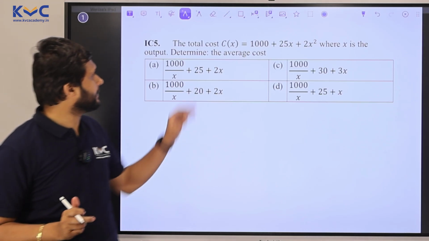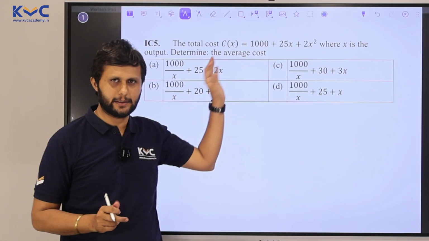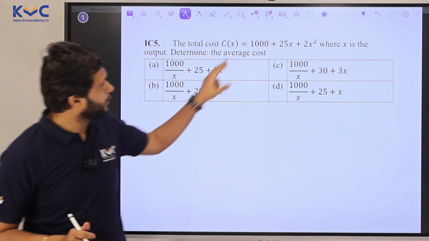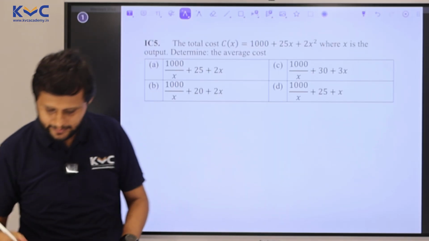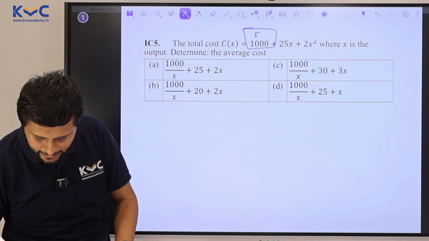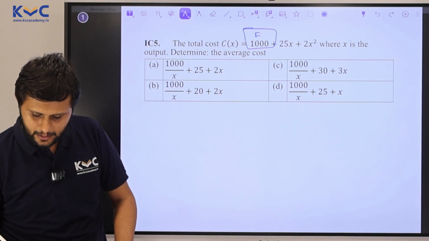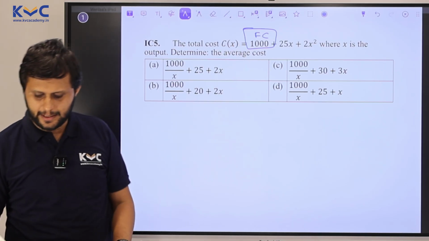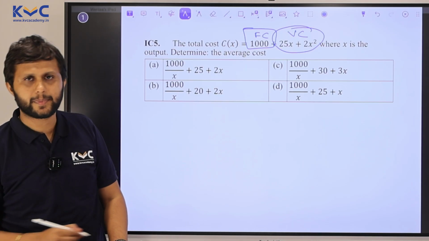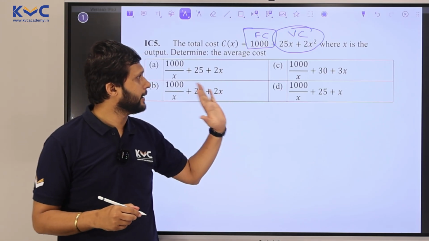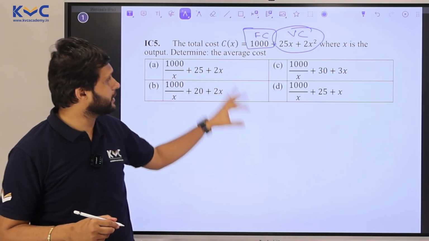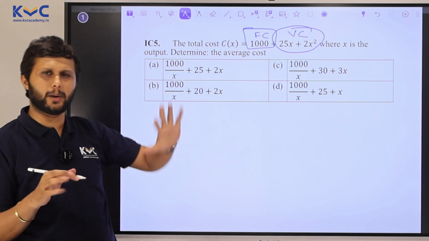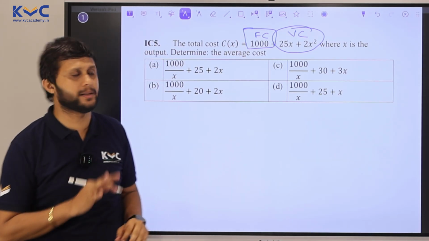The cost function is given, C of x. This is nothing but total cost. Okay, so we have 1000. So if I have to break it down, this is the fixed cost, correct? It is not having x associated with it, and remaining is the variable cost. Okay, anyways, it does not matter. Where x is the output, no problem. We have always assumed x to be the output.